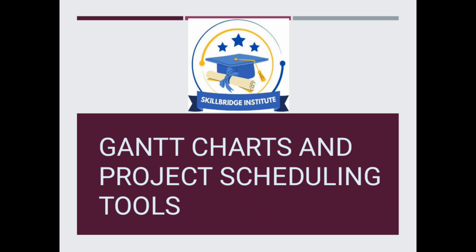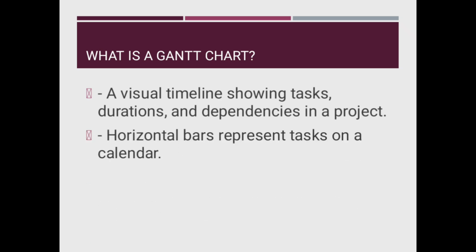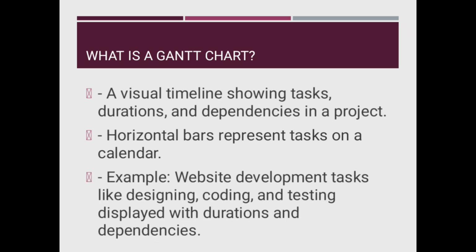This time around, we'll be discussing Gantt charts and project scheduling tools. A Gantt chart is a picture or document which shows all the tasks, their durations, and how those tasks are depending on each other in a project. It has horizontal bars, and those ones represent tasks on a calendar.